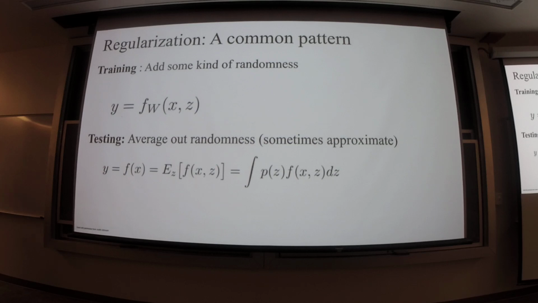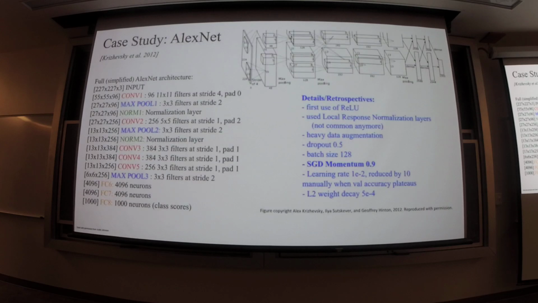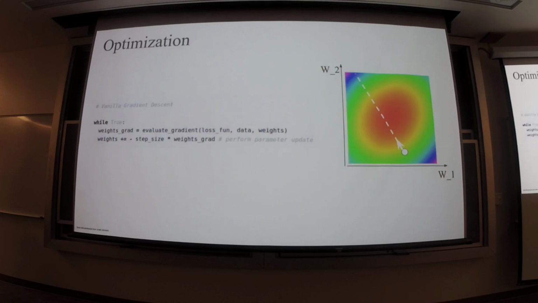All right. This is a call out that there are many types of regularization that look like adding randomness during training and averaging it out during test time. Okay, we are not done with AlexNet yet. There was another thing used here that we haven't talked about: stochastic gradient descent, but with a momentum term. So let's talk about that for a second.